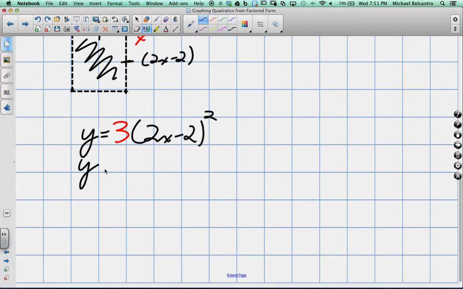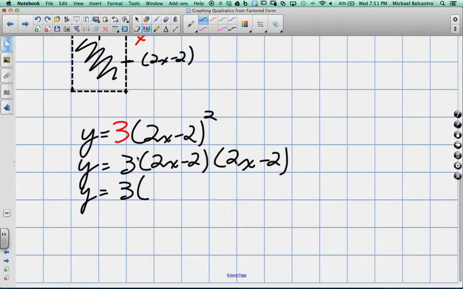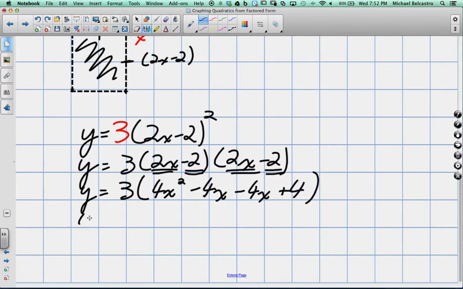So this says y is equal to 3, and when we have a bracket that's squared, we can rewrite it as 2x minus 2 times 2x minus 2. I'm just going to say the FOIL part out loud. We'll multiply 3 at the very end. First terms: what's 2x times 2x? 4x squared. Then 2x times negative 2: negative 4x. Negative 2 times 2x: negative 4x. And negative 2 times negative 2: positive 4.